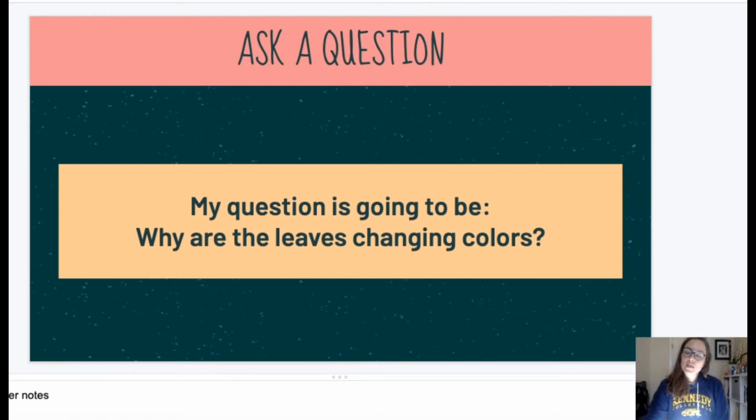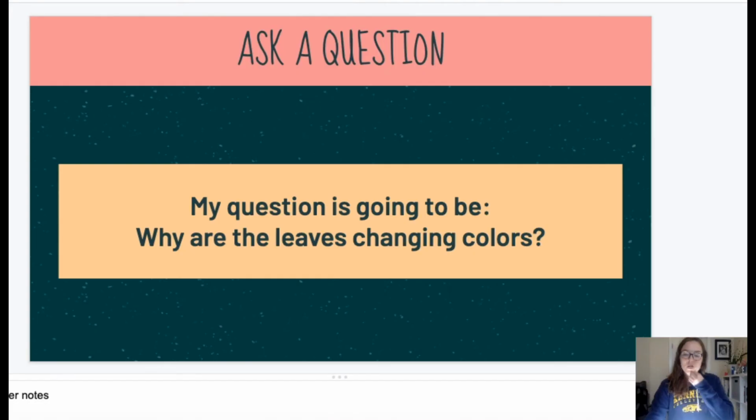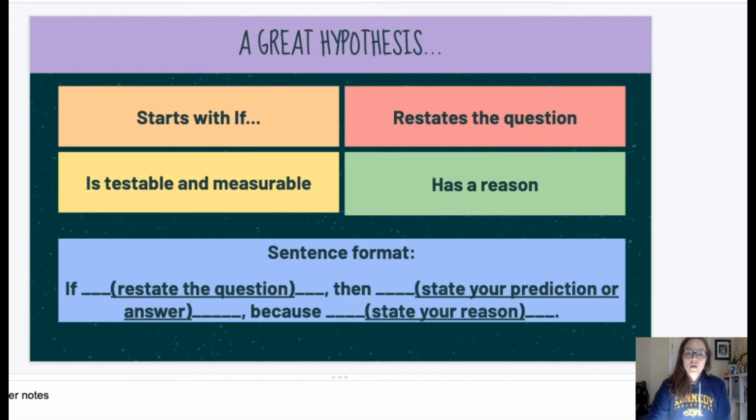Okay, so you might have noticed that when it starts to get cold outside, the leaves start to change, and you might have seen this happening already this year. I want to know, why are the leaves changing colors? So after I have made my observations and asked a question, I am going to write my hypothesis. My hypothesis is going to start with if, restate the question, it's going to be testable and measurable, and it's going to have a reason.